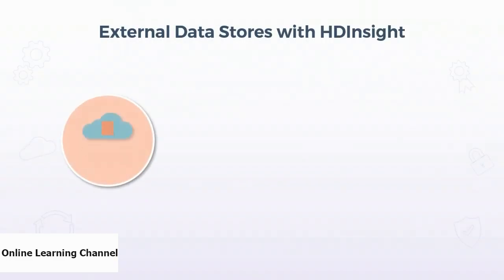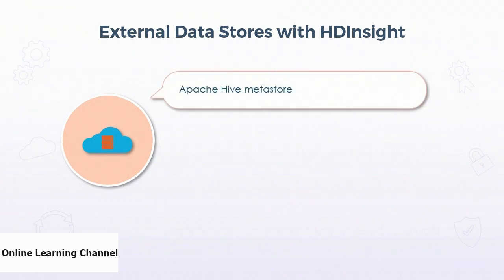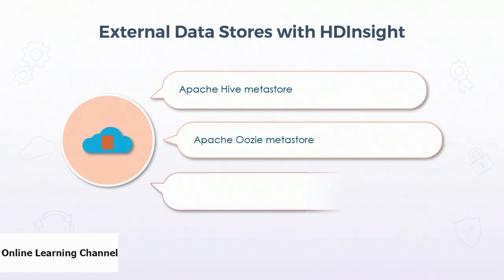In this video, we're going to look at external data stores used with HDInsight to store metadata. Metadata refers to schema, like schema in a SQL Server database. It contains table structures, relationships, etc. Apache Hive Metastore supports this ability to store its metadata externally, as does Apache Oozie Metastore and Apache Ambari database.